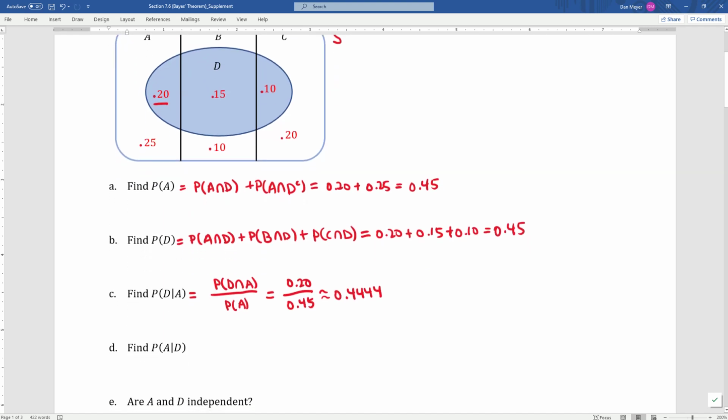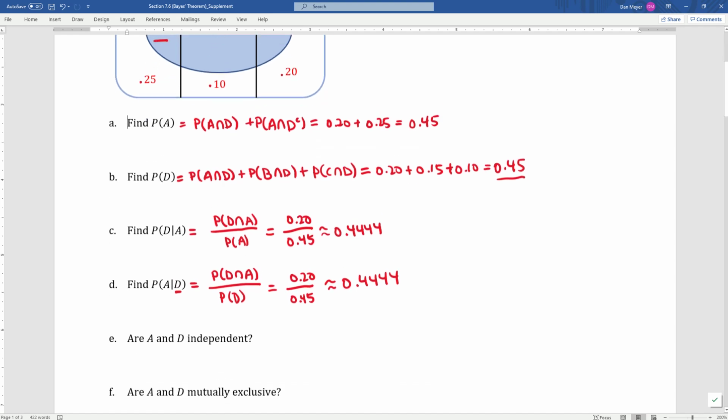All right, in part D, if we want to find the probability of A given D, we can again use the basic conditional probability formula here. Except now we're dividing by the probability of D. D is the conditional event in this case. The probability of D and A is 0.2. The probability of D we found in part B was also 0.45, and so this will also end up being 0.4444.